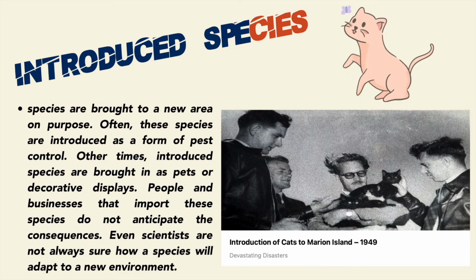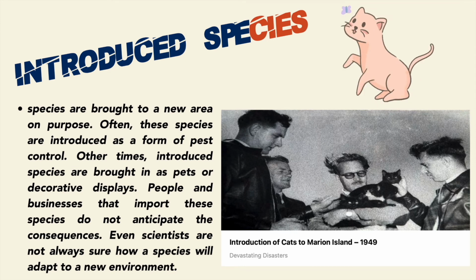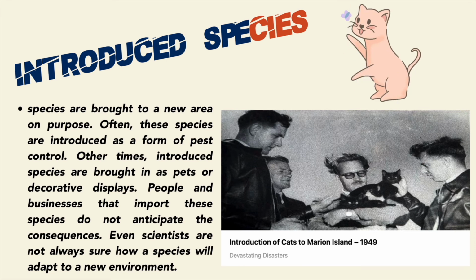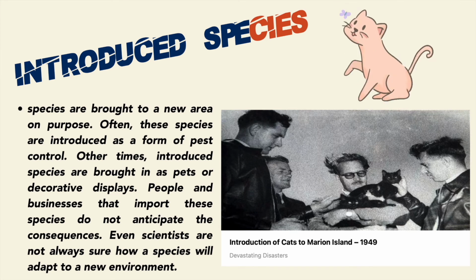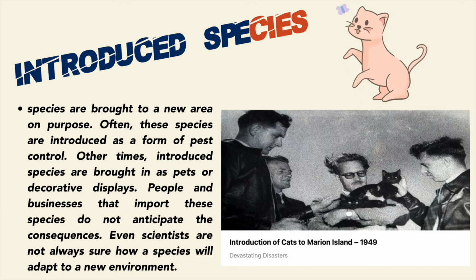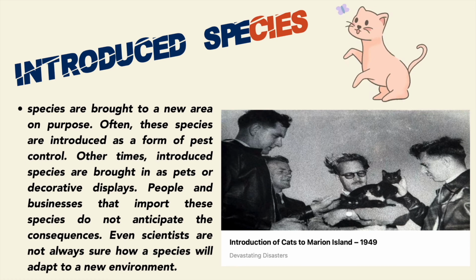On the other hand, if we talk about introduced species, they are brought to a new area on purpose. Often, these species are introduced as a form of pest control. Other times, introduced species are brought in as pets or decorative displays. People and businesses that import these species do not anticipate the consequences. Even scientists are not always sure how a species will adapt to a new environment.